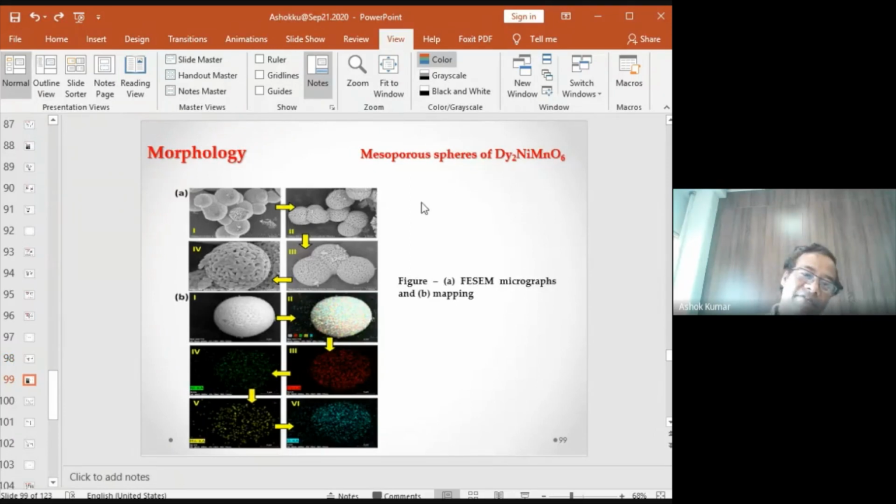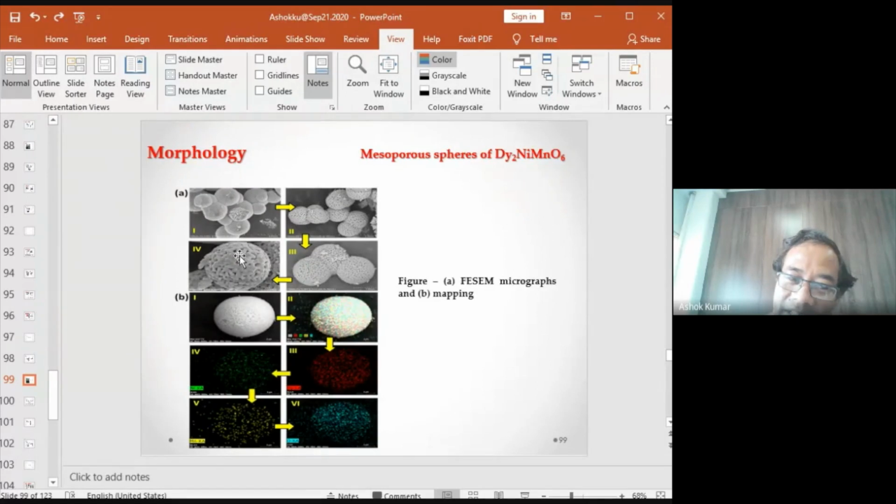And this particular morphology is different from whatever we discussed till now, and it is also interesting. If you see these spheres, these are microspheres. They are large spheres, but they are composed of nano features like this. And these spheres are hollow, so that means the electrolyte can diffuse inside.